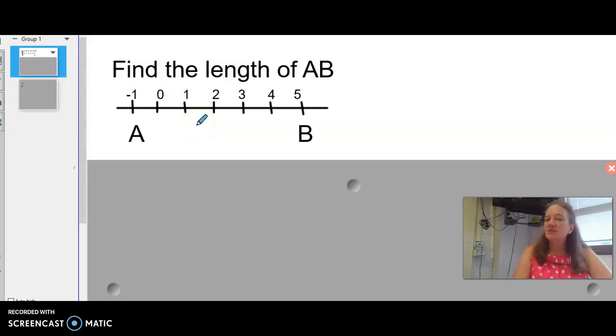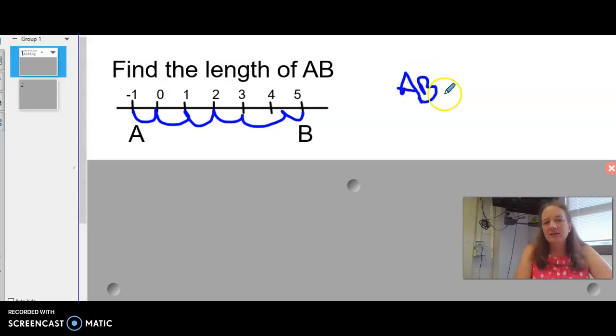So let's find the length. We're going back to lesson 1.3, and let's find the line segment length. So I've got 1, 2, 3, 4, 5, 6. So my length of AB is equal to 6. It's not on your notes. I'm just refreshing your memory that you know how to count.